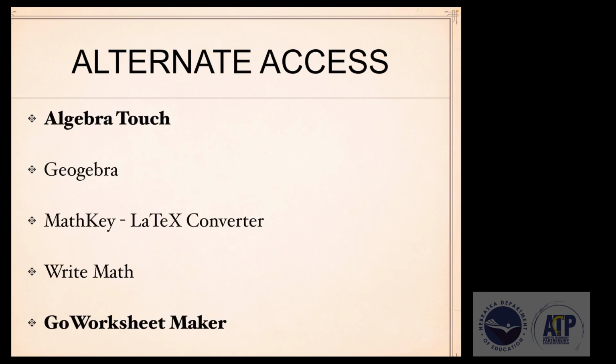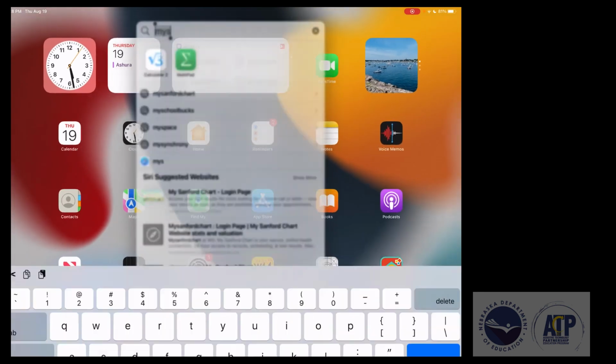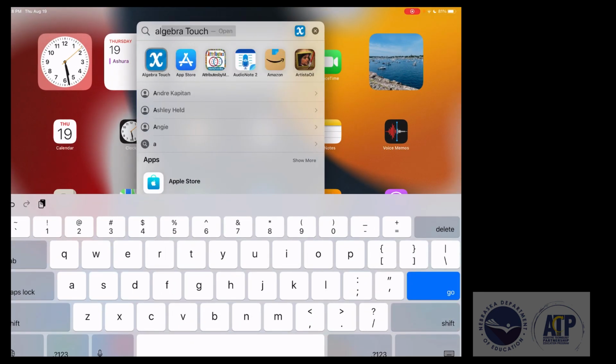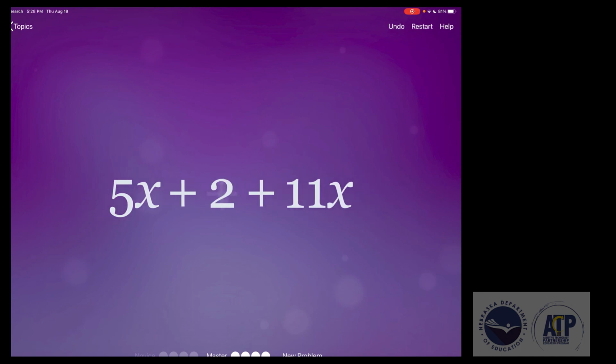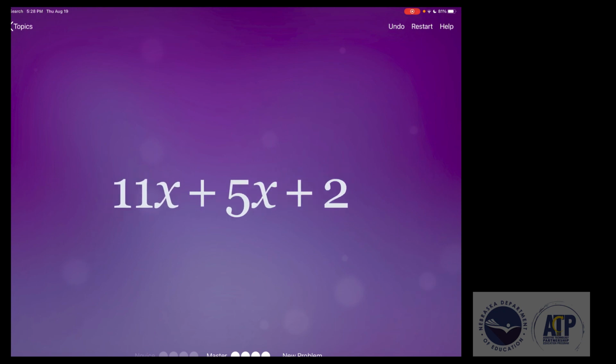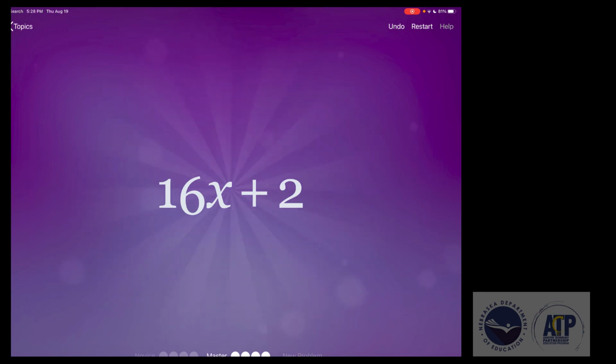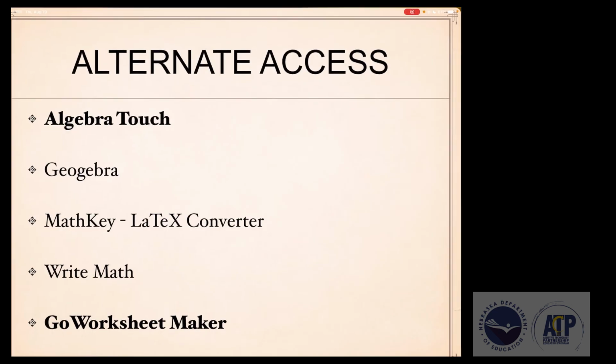Algebra Touch is a really nice app for working with algebra. It allows you to tap on the numbers. So let's go into Algebra Touch real quickly. And so basically I'm working on the concept. So I'm going to add 1 plus 1. I hit the plus. And then I need to move this one over, and I hit the plus, and then I've simplified those problems. So it allows you to do that with just touch. And Go Worksheet Maker allows you to make fillable worksheets also.